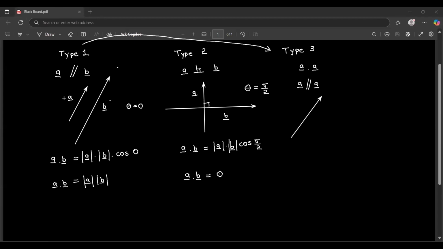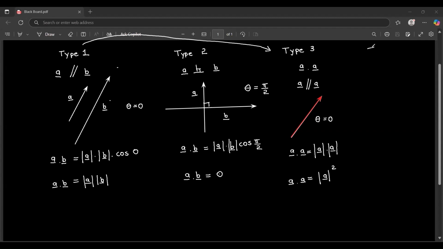So I have an A, and on that A, I have another A. The angle between them will be equal to 0. Theta will be equal to 0. So I can say A dot A is equal to modulus of A into modulus of A, which is equal to modulus of A whole thing squared.